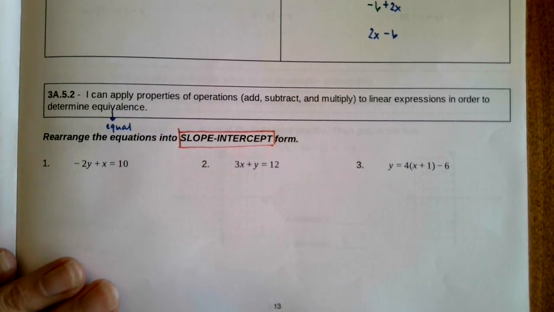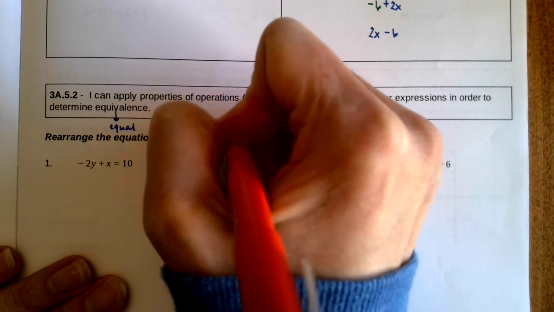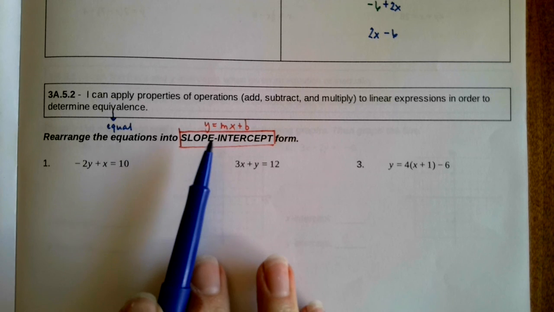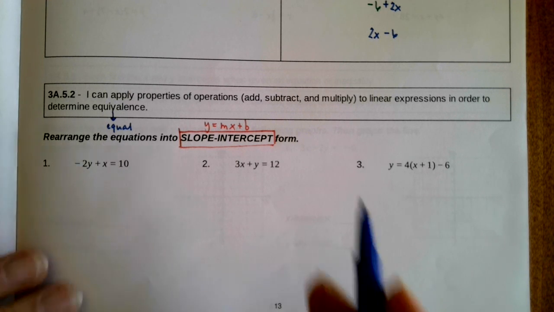We don't want to rearrange it into the wrong form. And just to help myself out, I'm going to make myself a note. That means y equals mx plus b. So really I'm looking to get the y alone. And we've done a lot of this work when we solved literal equations. So hopefully this is pretty familiar.